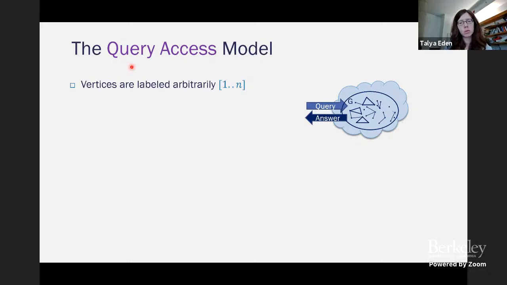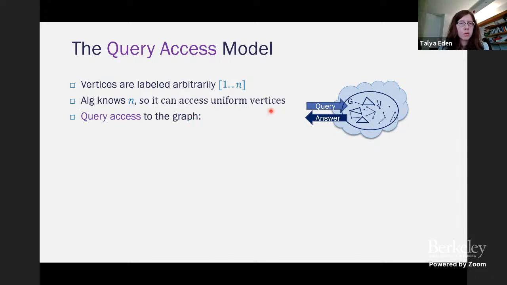So we assume that the graph is too large to be stored locally, so we can only access the graph through queries and answers. It is assumed that the vertices are labeled arbitrarily 1 through n, and that the algorithm knows n. So actually it can access uniform vertices. And it can also perform the following queries.